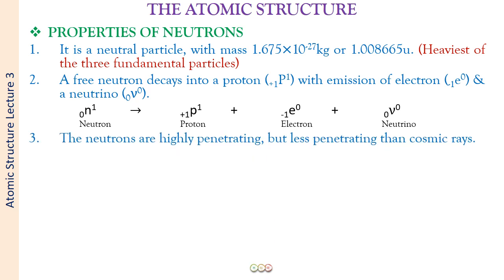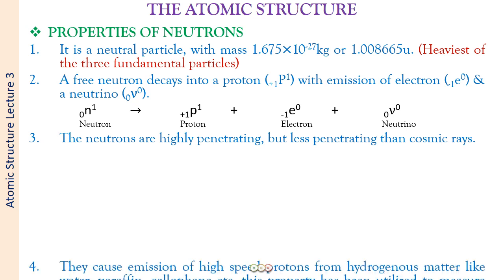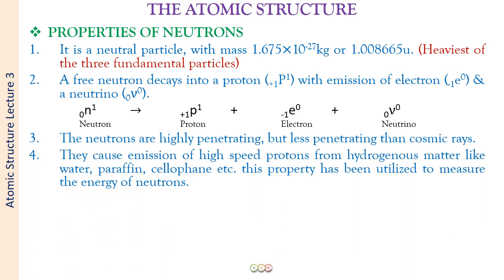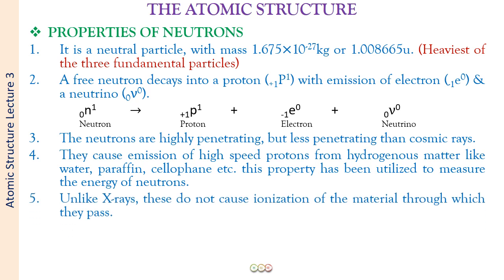And then the neutrons are highly penetrating, but they are less penetrating than the cosmic rays. Cosmic rays are basically generated in outer space, not on Earth. But the neutrons have been found to be less penetrating than the cosmic rays, but still they are highly penetrating. And then they cause the emission of high-speed protons from hydrogenous material like water, paraffin, cellophane, etc. And this property has been utilized to measure the energy of neutrons. Unlike X-rays, these do not cause ionization of the material through which they pass.